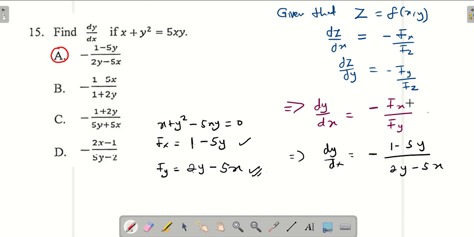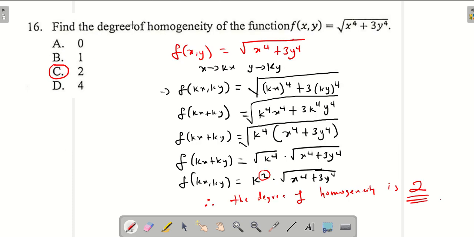Alright, so let's go to 16. Find the degree of homogeneity of the function f of x, y equal to root of x to the power 4 plus 3y to the power 4. So here, before we find the degree of homogeneity, we are supposed to translate x to kx, where k is a constant, and y to ky. So wherever we see x, we will substitute kx. Wherever we see y, we substitute ky. So we will have kx into brackets, exponent 4, plus 3 into brackets, ky to the power 4.